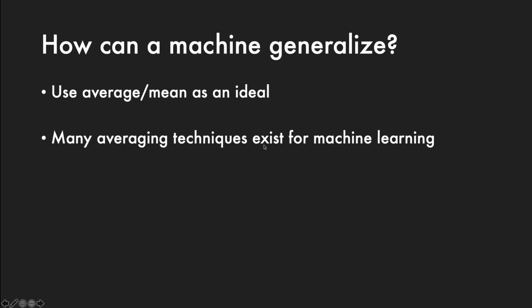So a machine has to be able to do something similar, but machines like numbers. So instead of an ideal concept, we use the average or mean. So for example, what's the typical height of a human? That's a similar question to saying what's the average height of a human. So it does kind of make sense. Many averaging techniques exist for machine learning.